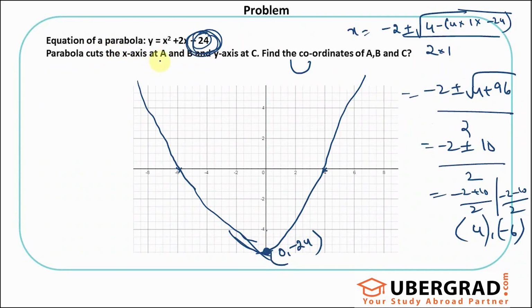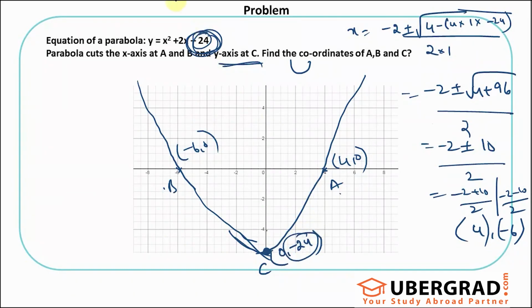so the parabola cuts the x-axis at a and b and the y-axis at c. So this is point c. I know it is 0 comma minus 24. Let's call this a, for example. This is b. What is this? Minus 6 comma 0, and this is 4 comma 0. So these are the coordinates of a and b, and c is the y-intercept, where it cuts the y-axis. That should be 0 comma minus 24.